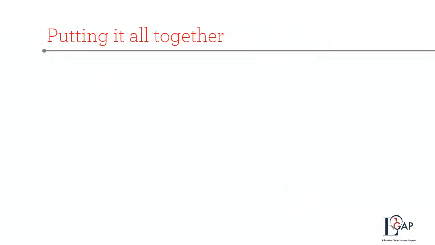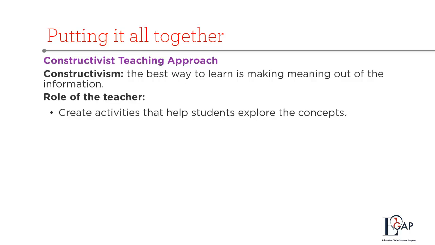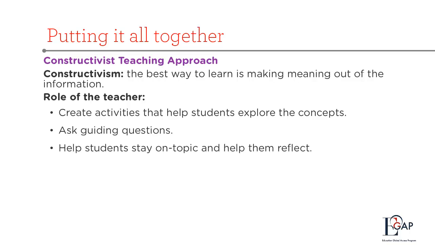Let's review. In this lesson, you learned about the constructivist teaching approach. You learned that constructivism is a theory about learning that says the best way to learn something is to make meaning out of it. This is done through hands-on experimentation and reflection. Under this approach, the role of the teacher is to help create exercises and experiments that help students explore a particular concept, ask guiding questions, help students stay on topic, and help them reflect on what they have learned in order to give it meaning.